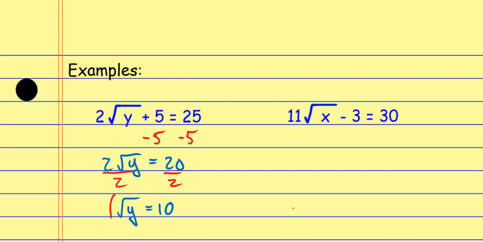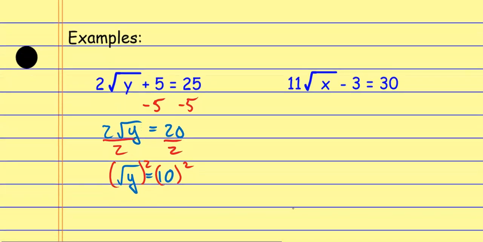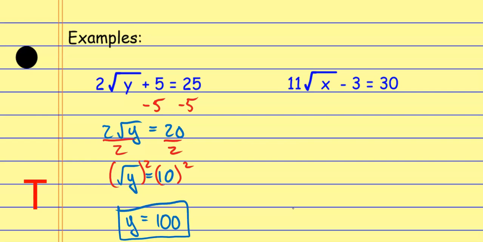And now to undo the square root, I'm going to square each side. It's a root with a little 2, so I have to use an exponent of 2. The square root and the square cancel each other out. And over here, 10 squared is 100. And again, plug it back in. Square root of 100 is a 10, times 2 is a 20, plus 5 is a 25. That one works. Okay? If I look at the next one, same kind of thing.